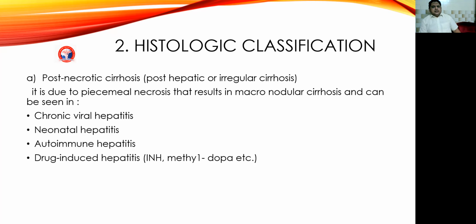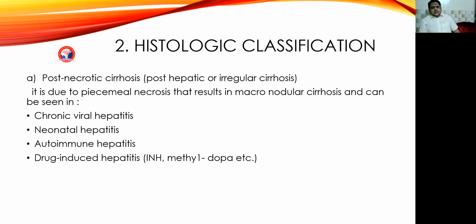Next is histological classification. How is it classified based on the histology? First one is post-necrotic cirrhosis, post-hepatitic or irregular cirrhosis. It is due to piecemeal necrosis that results in macronodular cirrhosis and can be seen in viral hepatitis, neonatal hepatitis, autoimmune hepatitis, and drug-induced hepatitis.